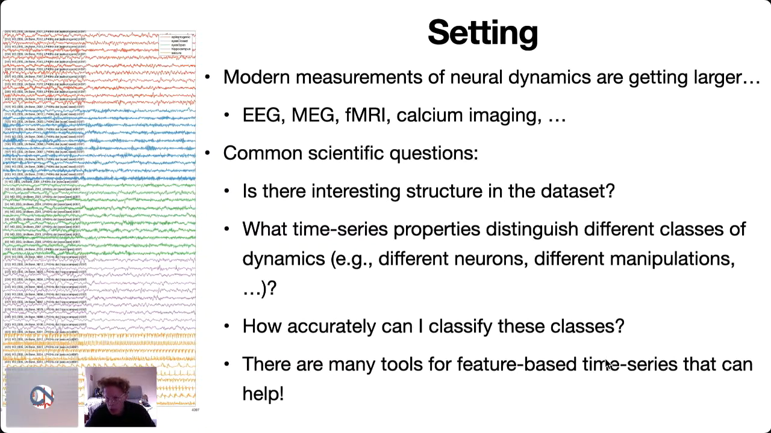If I want to develop a new biomarker for some brain disorder, I might not really care so much about specific time series properties that differ, but just overall, if I could leverage as many time series properties as I could, how accurately could I distinguish between the different classes in my data? For example, schizophrenia versus control.